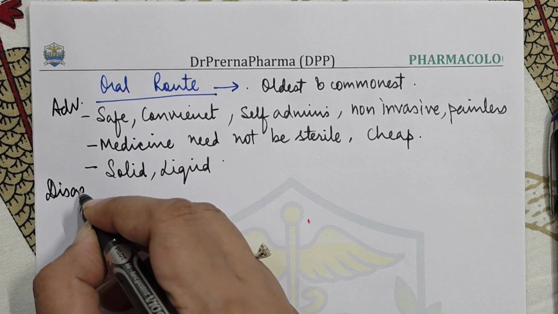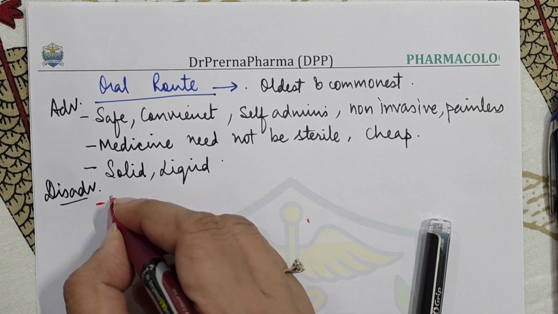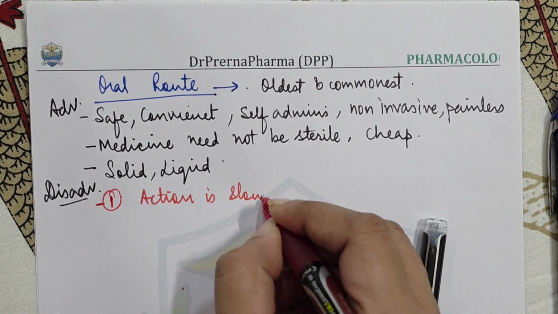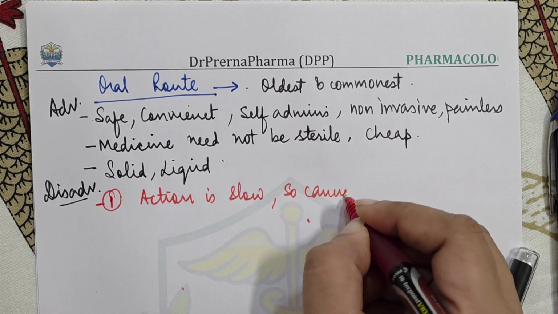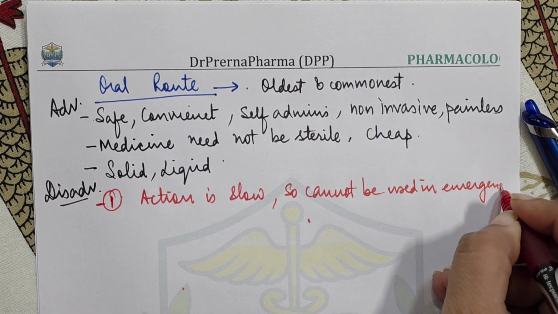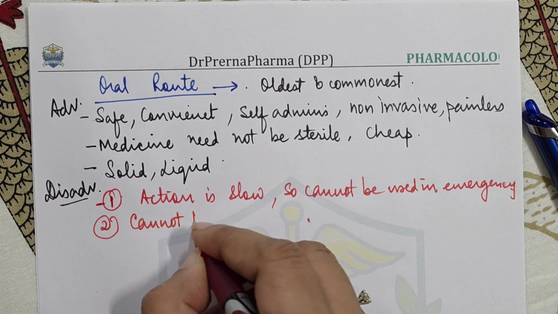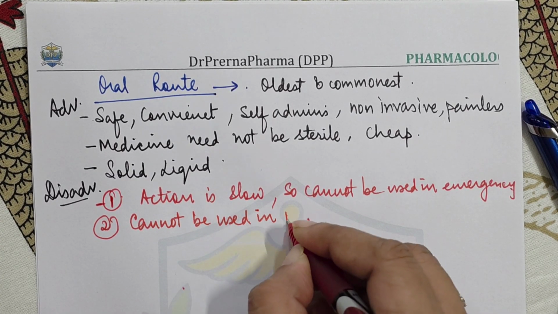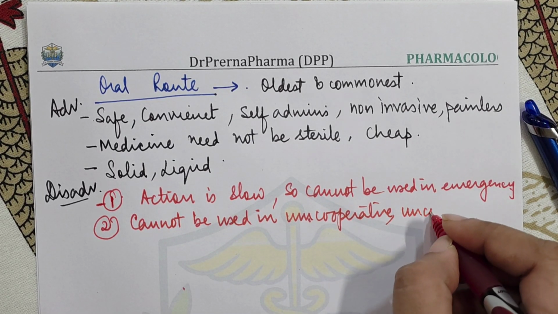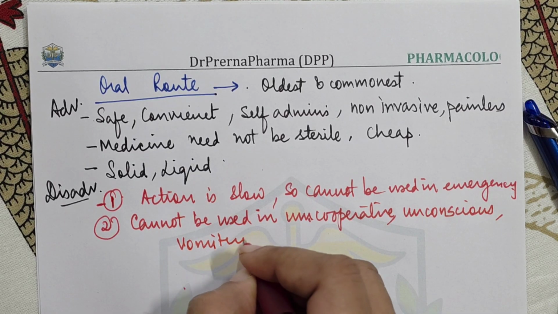Now coming to the disadvantages. So what are the disadvantages of this route? The action of the drug is slow, so it cannot be used in emergency. If the patient comes with an emergency condition, then the oral route is not the right route. It also cannot be used in an uncooperative patient. If the patient is unconscious, how will we give it, right? Or if the patient is vomiting, then he will just bring it out.